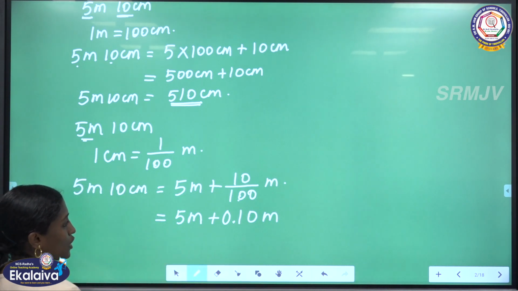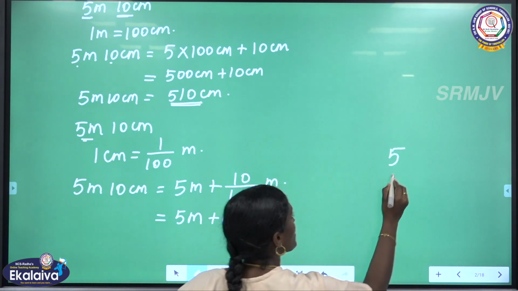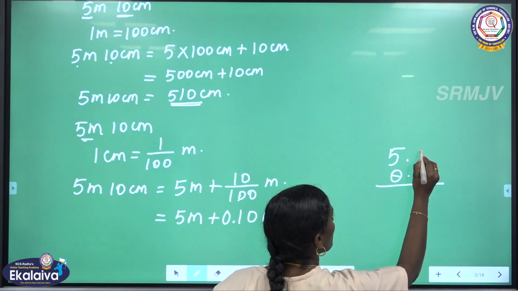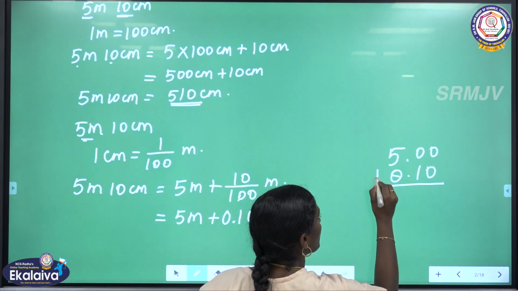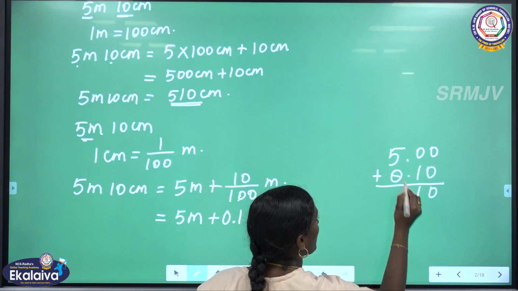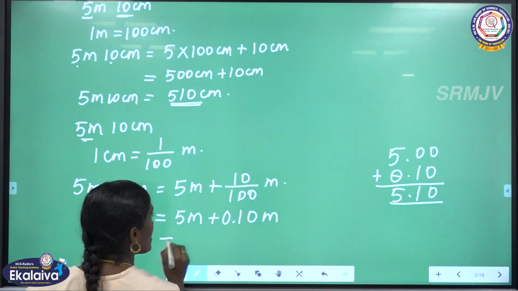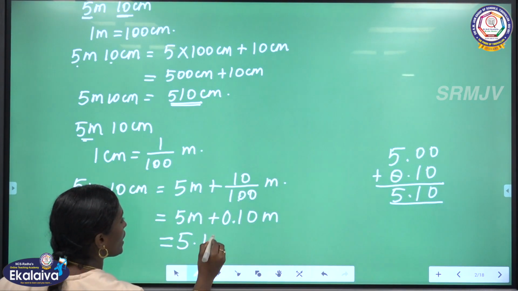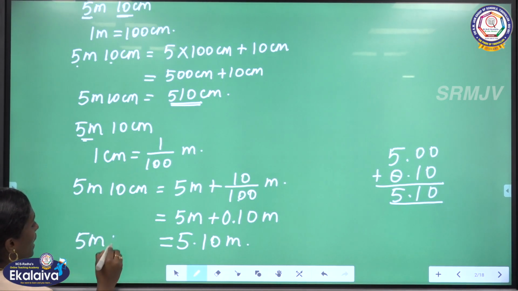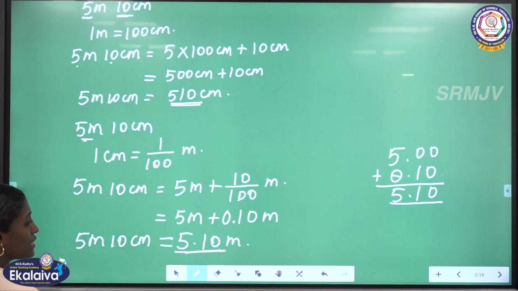meter. Now we are going to add these two numbers. 5 is a whole number and 0.10 is a decimal number. So here I am going to add two zeros. Here 0, 0 plus 1, 1, point. Here 5 plus 0, 5. So the answer is 5.10 meter. This is 5 meter and 10 centimeter. Now we got the answer in meter.